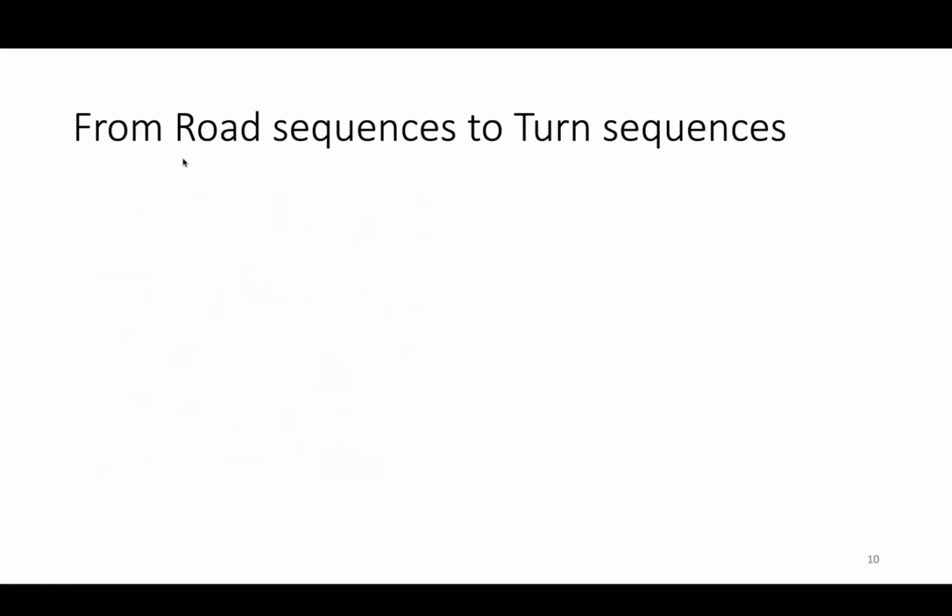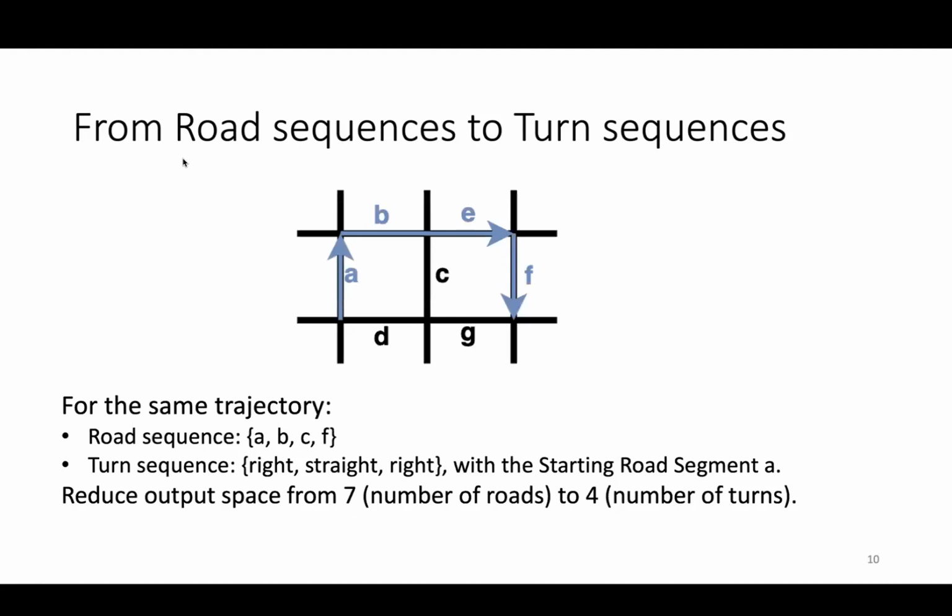To address this, we transform the representation of trajectories from the road segment sequence to a turn sequence. Given this example, a trajectory can be written as A, B, E, and F. Alternatively, if we write it using turns, then it becomes turn right, go straight, and then turn right from the starting road segment A. This approach can reduce the output space from 7, which is the number of roads, to 4, which is the number of turns in this example.